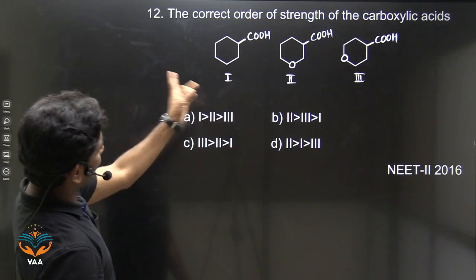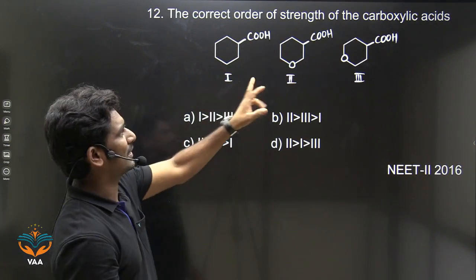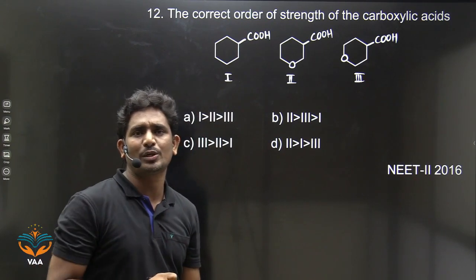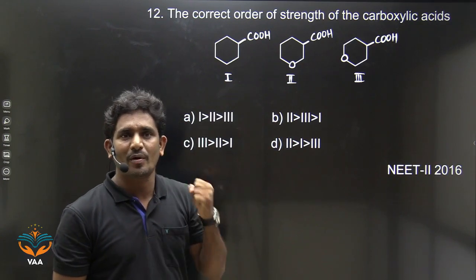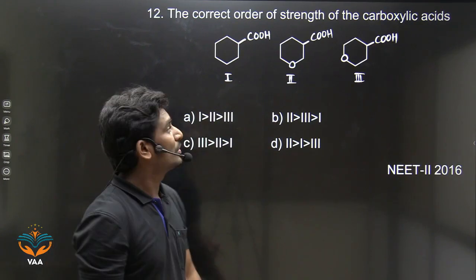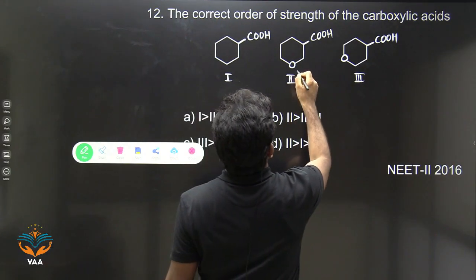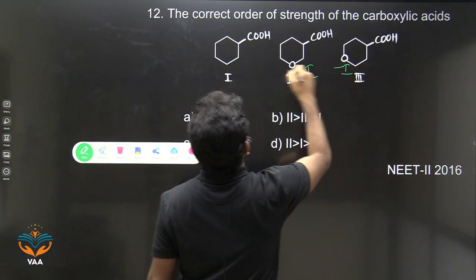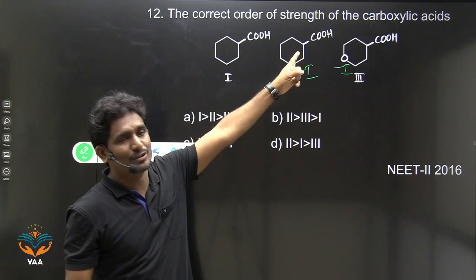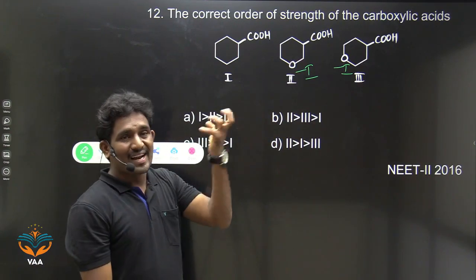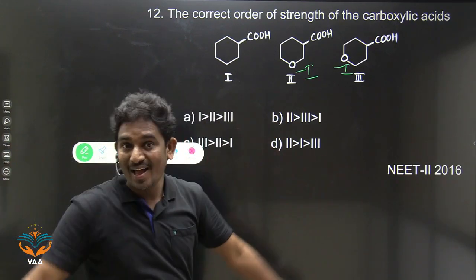देखो, the correct order of strength of the carboxylic acids. It is asking the acidic strength of these carboxylic acids. Acidity is directly proportional to electron-withdrawing groups, right? The more the electron-withdrawing power, the more the acidic strength. Now look, this oxygen is a minus I group, this is also a minus I group, and this one has no minus I group. This minus I group is very close to the carboxylic acid, so the less the distance, the more the minus I power, and the more the acidic strength.